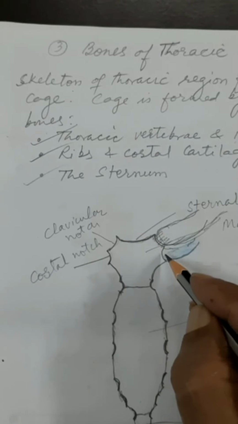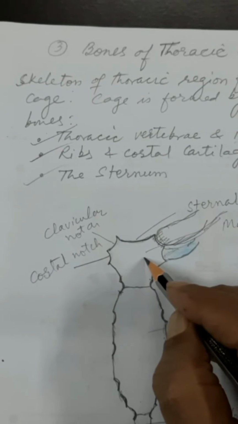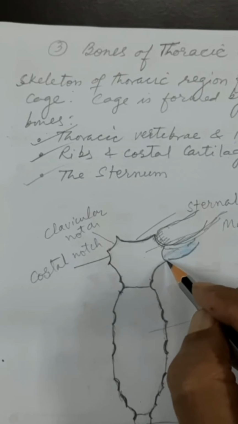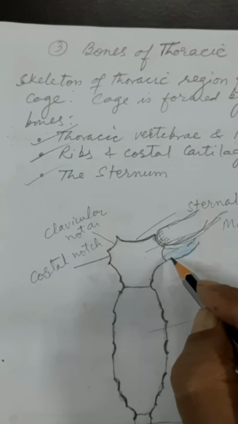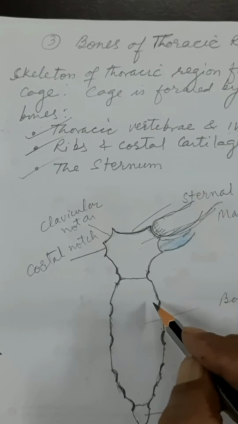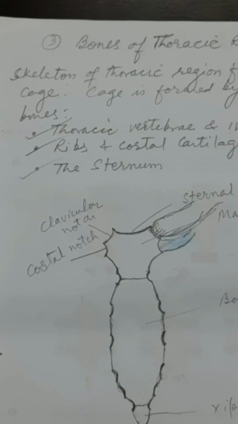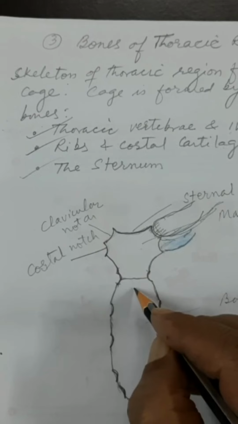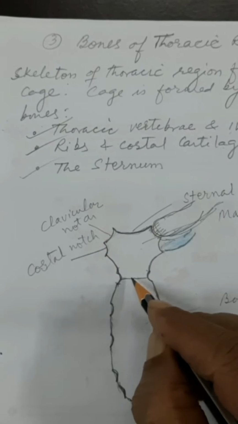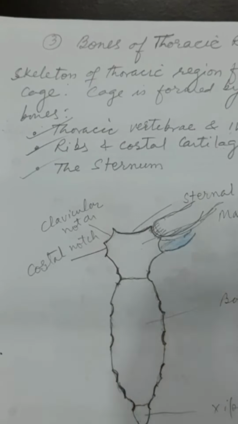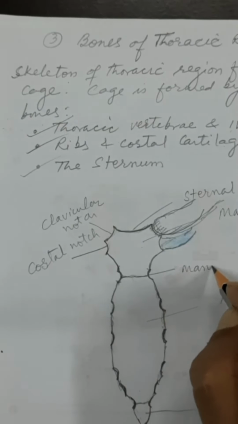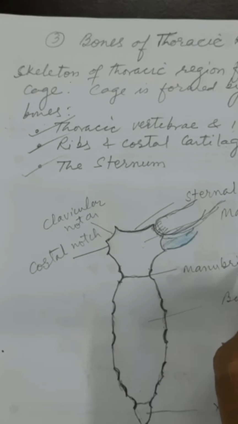Now the joint between this costal notch, that of manubrium, and that of the first costal cartilage is primary cartilaginous joint. That you should remember, it is primary cartilaginous joint. Then this manubrium, lower end of the manubrium sterni will articulate with the upper end of the body of the sternum at this joint, and this is called as manubriosternal joint.